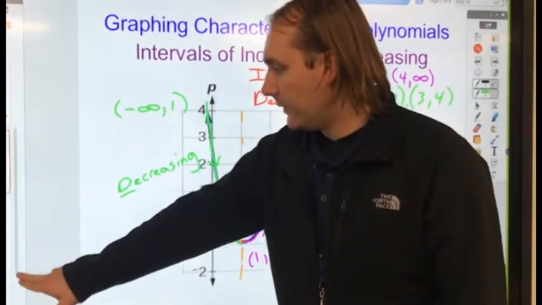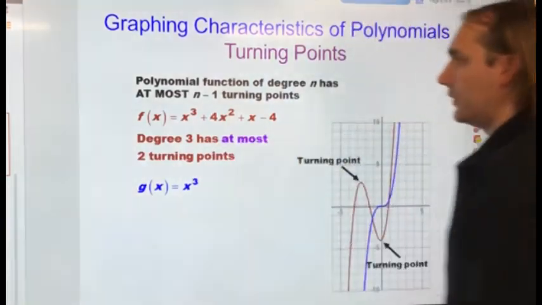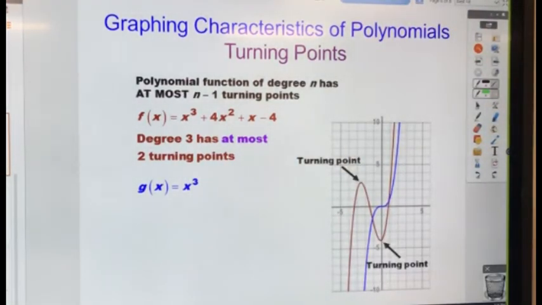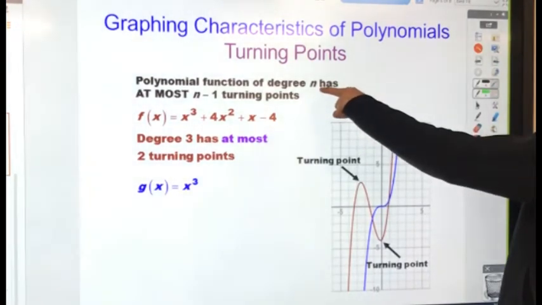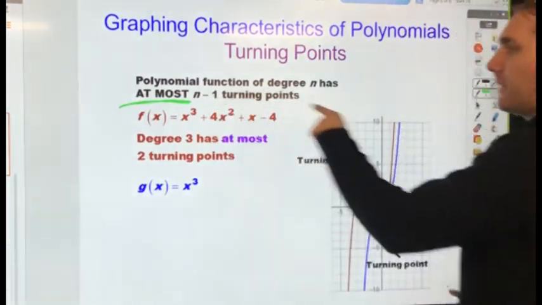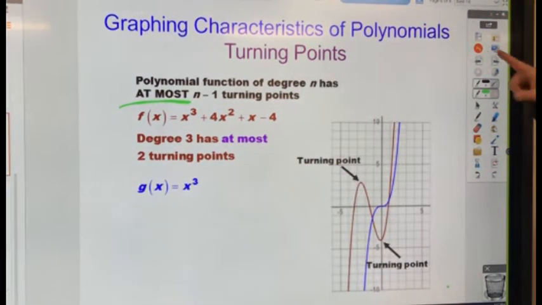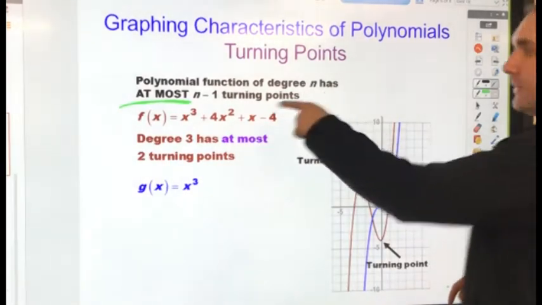Now, speaking of turning points, there is a little rule and trick that we can use to find out how many turning points a polynomial could have. It goes like this. Polynomial functions of degree n, so my highest power, we're calling n, have at most n minus 1 turning points. So take the highest power and subtract 1. That tells you how many turning points it could have at most. It could have less than that, could have none, but at most it's going to have n minus 1.